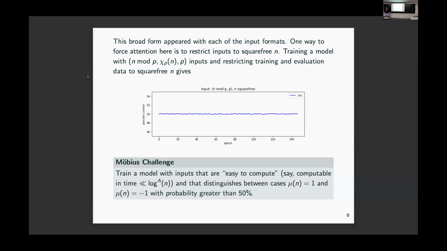I joked with Jordan Ellenberg, who actually called it the Ellenberg challenge, because I've heard him talk about it a couple times, but instead I'll just call it the Möbius challenge. So train a model, any machine learning model that you want, with easy to compute inputs, say they take at most polylog n, and distinguish between μ(n) = 1 and μ(n) = -1 with probability greater than 50%. This is a great challenge, yeah.